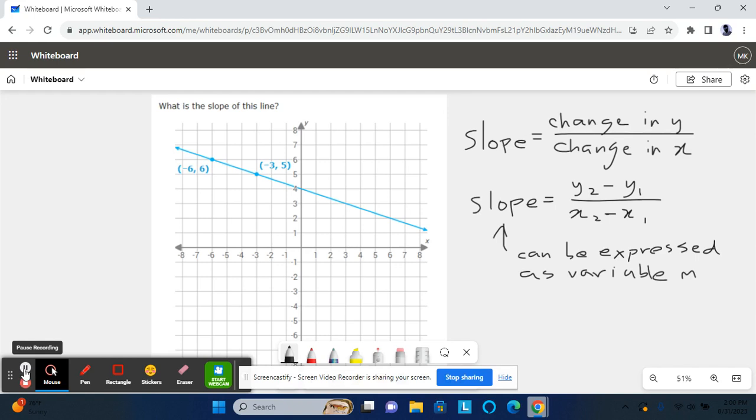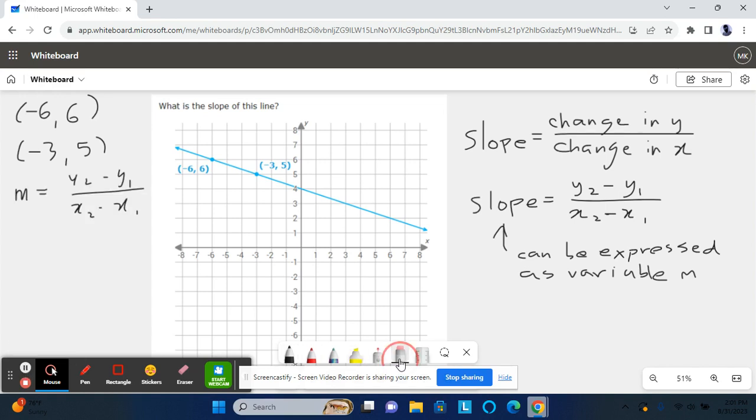What is the slope of this line? We have a line going from (-6, 6) down to (-3, 5). Let's write down those values. Now that we have written down these values, we just have to replace the y2 minus y1 over x2 minus x1 with these values.